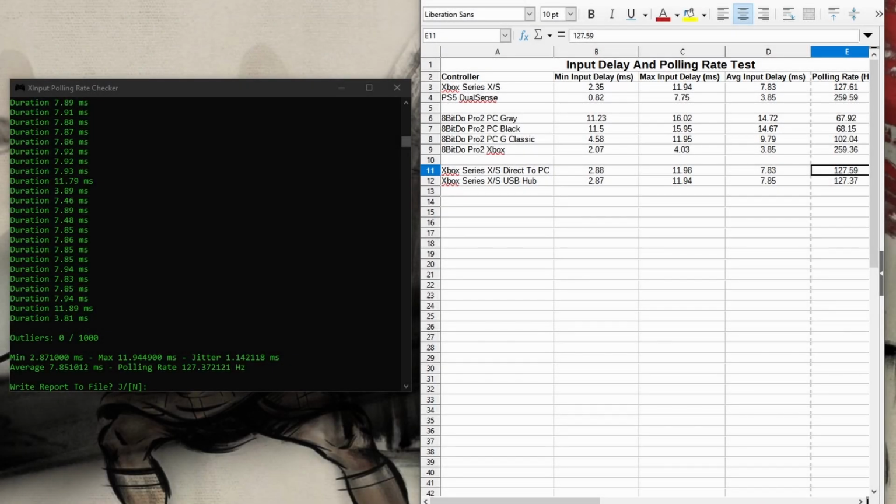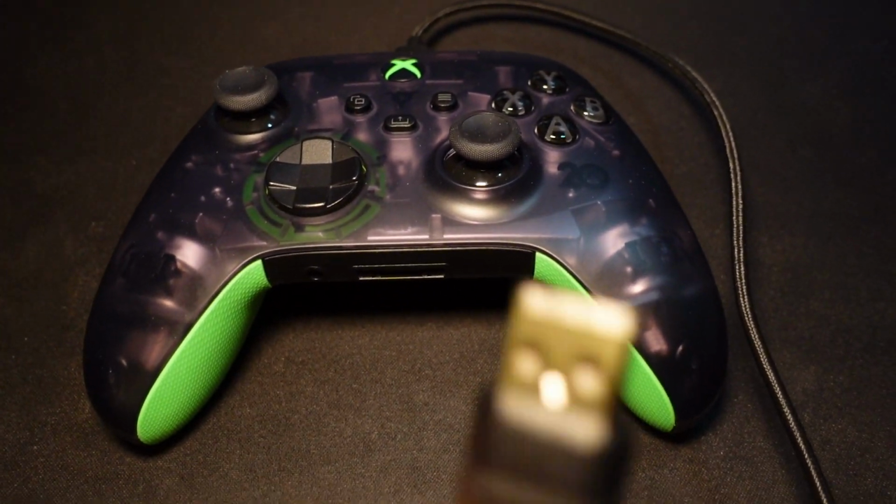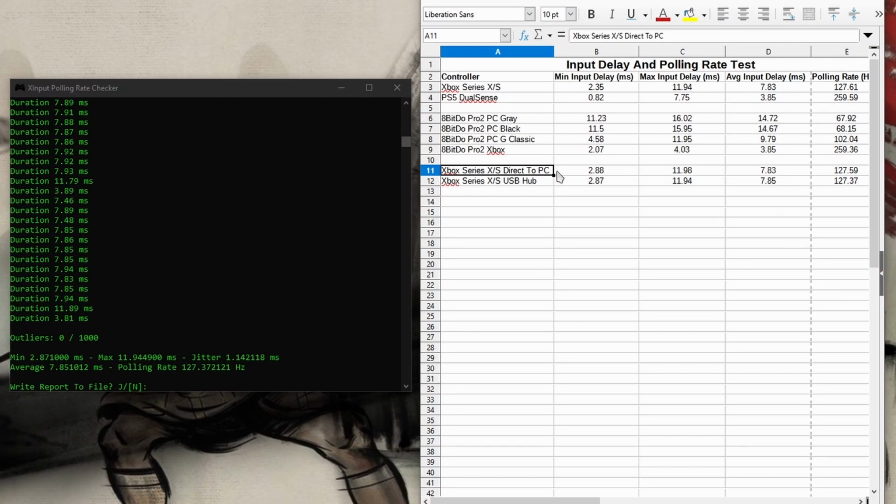Alright, the results are in. I'm using the 20th Anniversary Edition Xbox controller for this test. For direct to PC, the minimum input delay is 2.88. With the USB hub, it's 2.87, so they're practically the same. Maximum input delay, this is in terms of milliseconds, I've got 11.98 for direct to PC. And with the USB hub, I'm getting 11.94 for maximum input delay. So again, they are essentially the same.